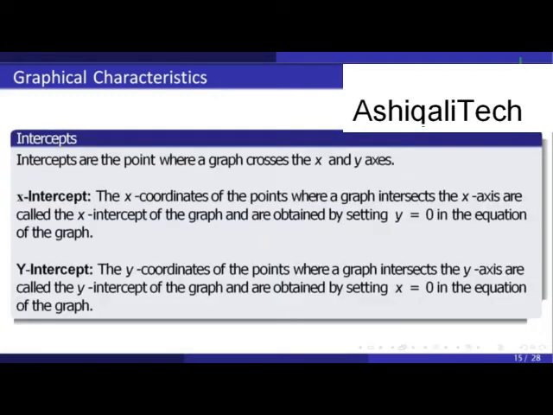Dear students, now we define intercepts. Intercepts are the points where a graph crosses the x-axis and y-axis. The first one is x-intercept. The x-coordinates of the points where a graph intersects the x-axis are called the x-intercepts of the graph and are obtained by setting y is equal to 0 in the equation of the graph. Y-intercept. The y-coordinates of the points where a graph intersects the y-axis are called y-intercepts of the graph and are obtained by setting x is equal to 0 in the equation of the graph.